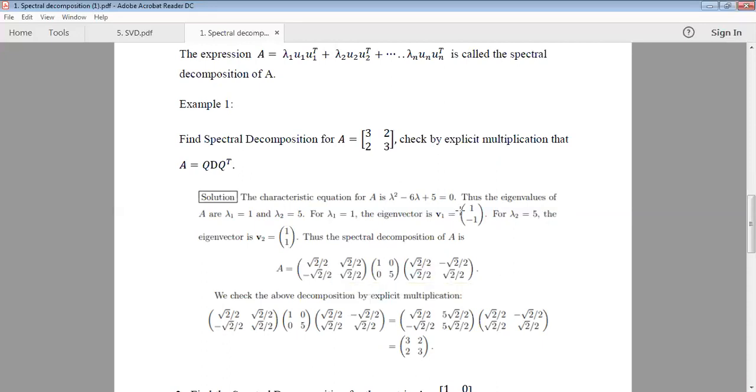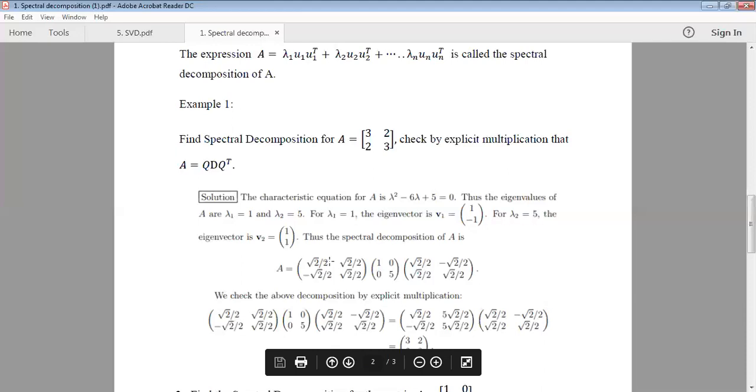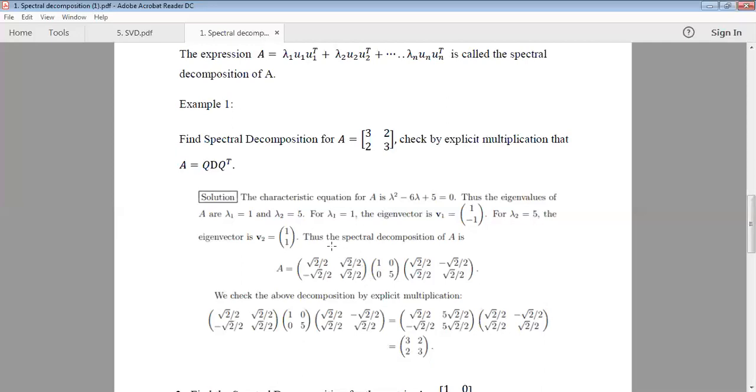The first column is root 2 by 2, minus root 2 by 2. That means v1 by norm v1. The second column is v2 by norm v2, that is 1 by root 2, 1 by root 2. Next the diagonal matrix 1 0, 0 5, and Q transpose. This is our Q, so the transpose of this matrix is root 2 by 2, minus root 2 by 2, root 2 by 2, root 2 by 2.